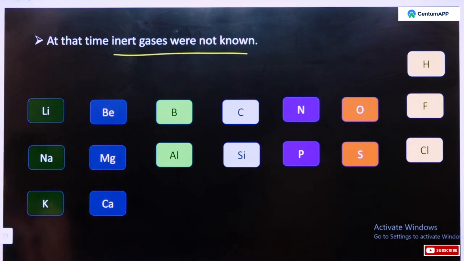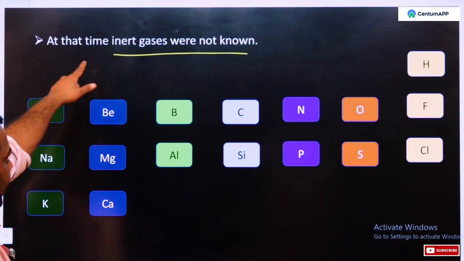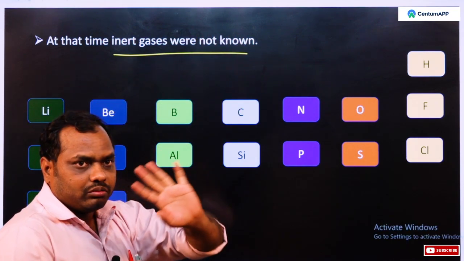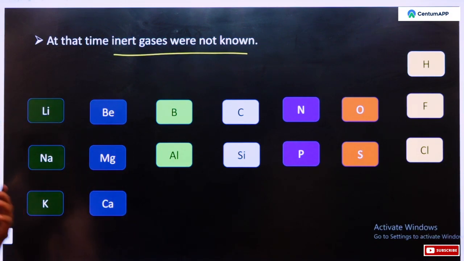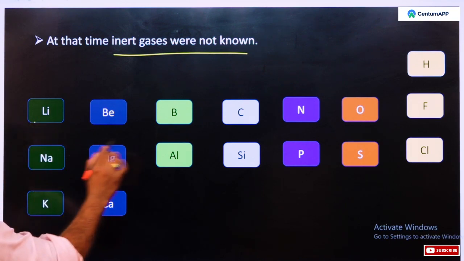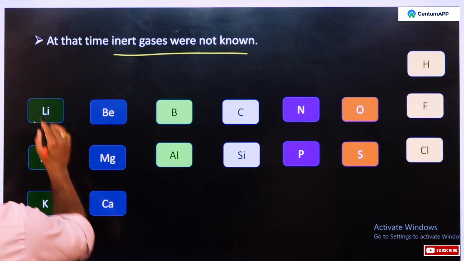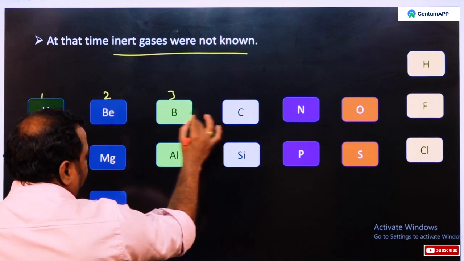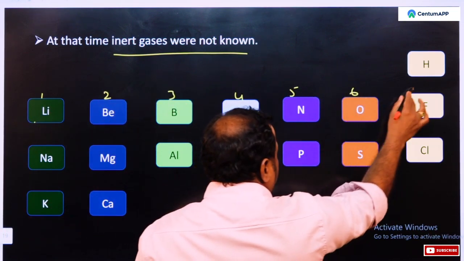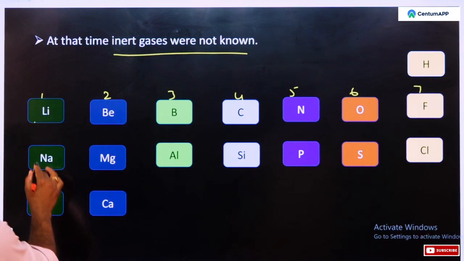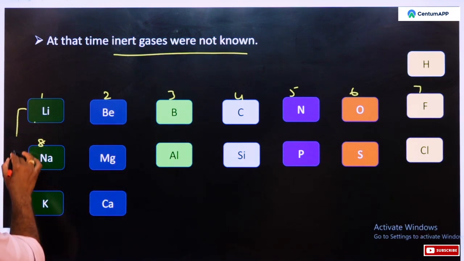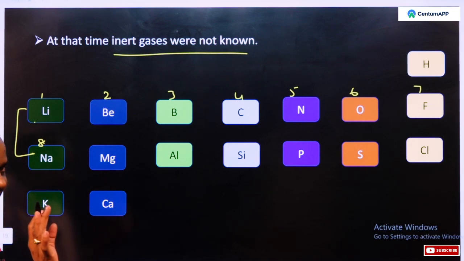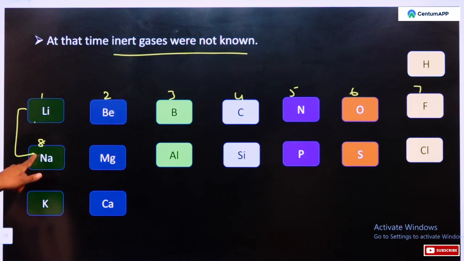Observe carefully. At that time, inert gases were not known. See here, observe. What is the point given? The first element and the eighth element have the same properties. 1, 2, 3, 4, 5, 6, 7 and 8. The first and eighth elements have similar properties. Correct or not? According to Newland, every eighth element has similar properties to the first element.